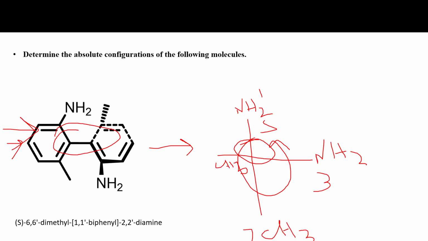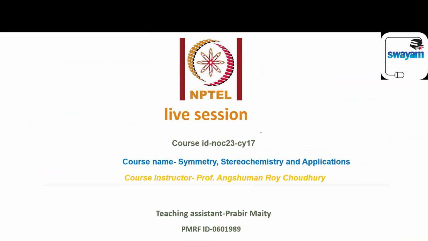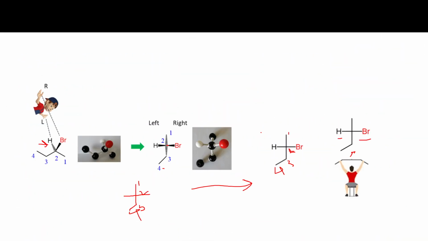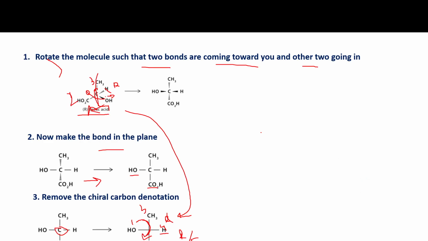So today's class is up to this. Let me repeat it once again. What we are telling is, if you draw the Fischer projection, you have to go stepwise. You make the two bonds above the plane, like these two above the plane. Then you have to remove this chiral center and just place this one as it is, from here to here.